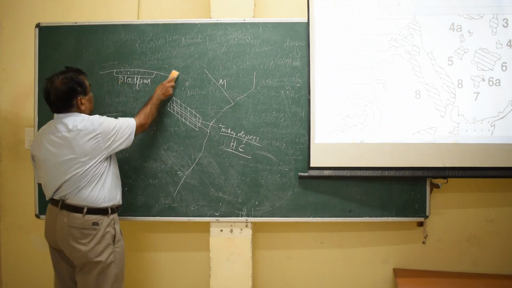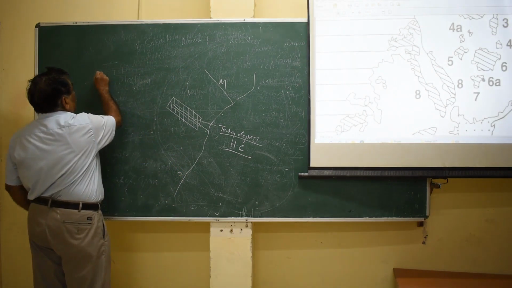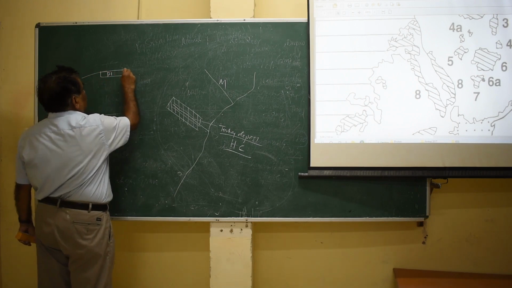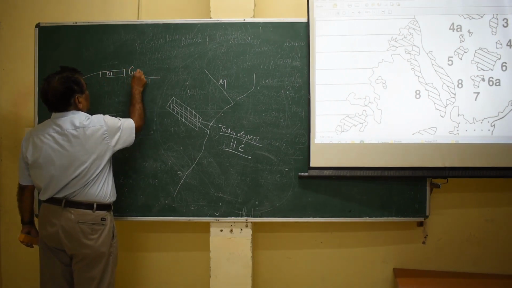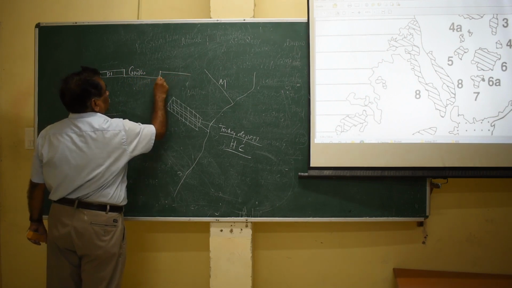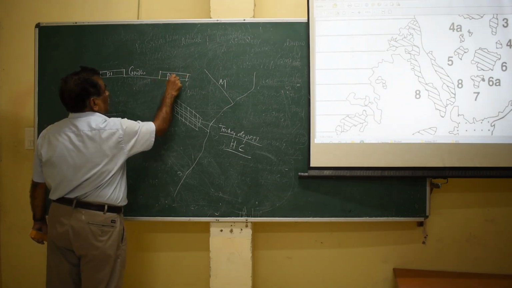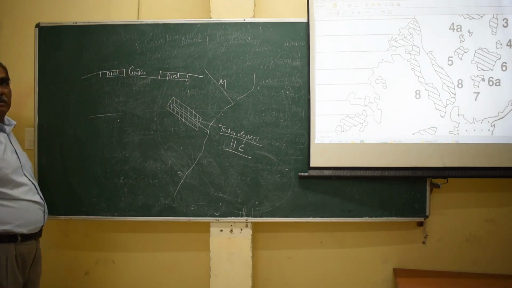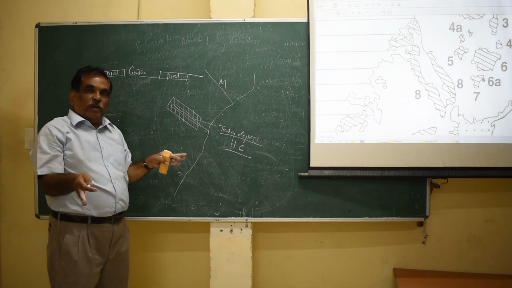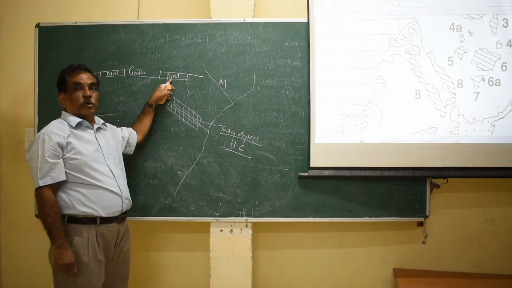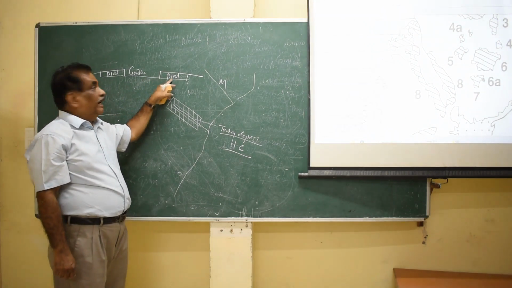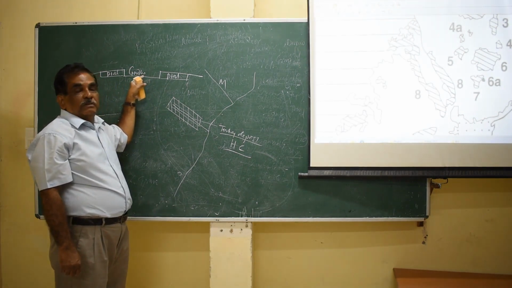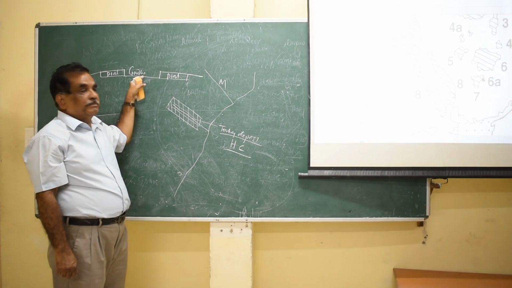So when the lifting took place, these platform rocks came this side. Here is your platform. This is your Gondwana. Again here is your platform. Like this. So on both the two flanks of the Gondwana valley, you have Proterozoic platform deposits, and in the center you have this valley, the Gondwana valley.